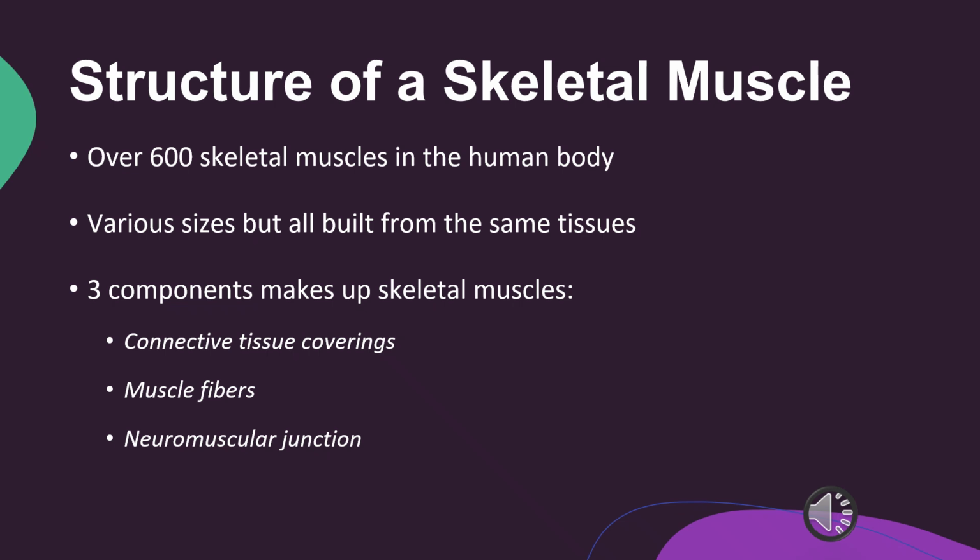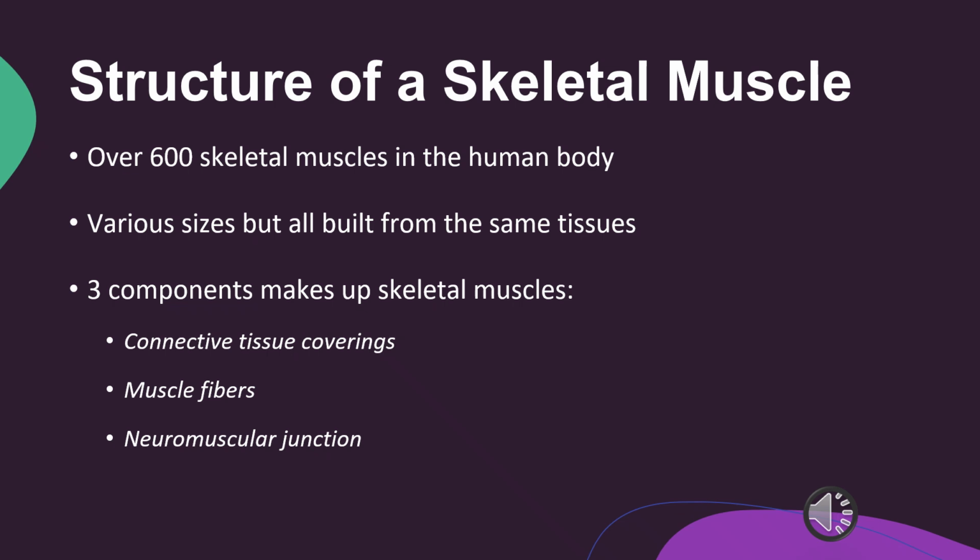The next thing we have is the muscle fibers, and these are the actual cells that do the work of contraction. They're long, they're cylindrical, they're packed with microscopic proteins called myofibrils. These give muscles their striated appearance and their power.